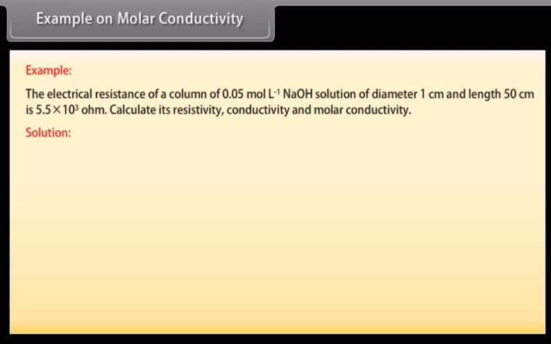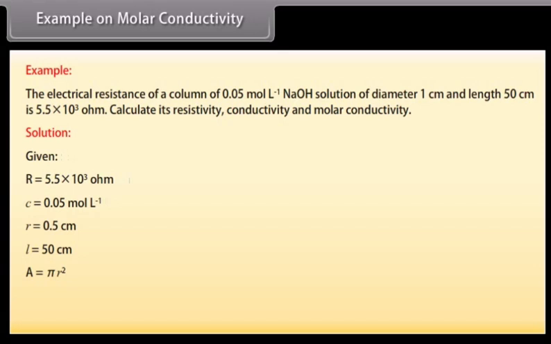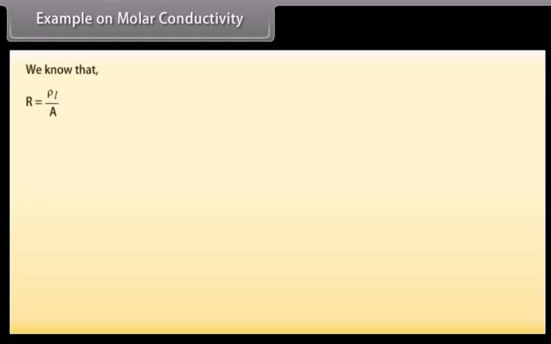Let's see the solution. Here the given values are R = 5.5 × 10^3 ohm, C = 0.05 mole per liter, r = 0.5 centimeter, l = 50 centimeter. We know that area is equal to πr². By putting the values, we get area = 0.785 centimeter square. We know that R = ρl/A.